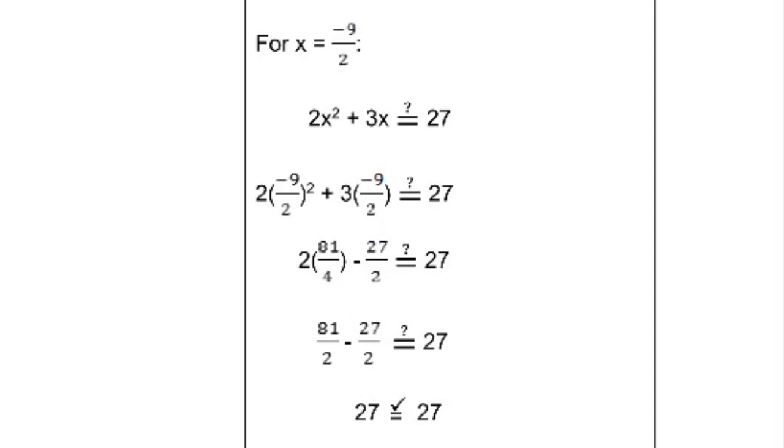Then minus 27 over 2. 81 minus 27 is 54. Then divided by 2, that is 27. So 27 is equal to 27. This is also correct. So our answer here is x equals 3 and x equals negative 9 over 2.